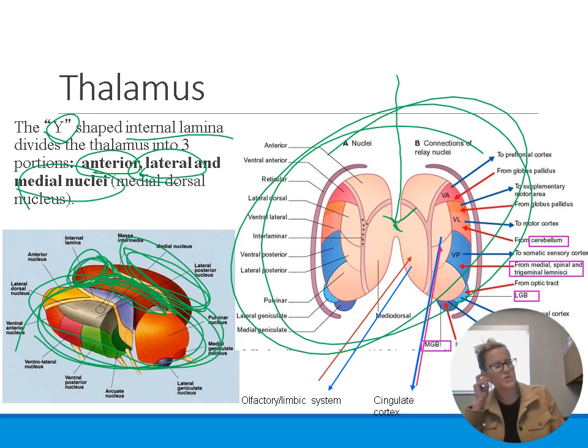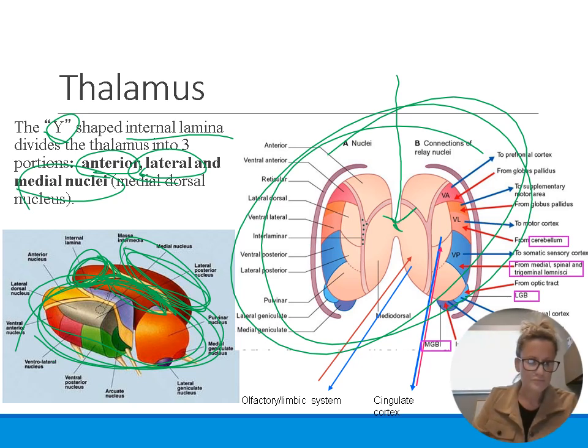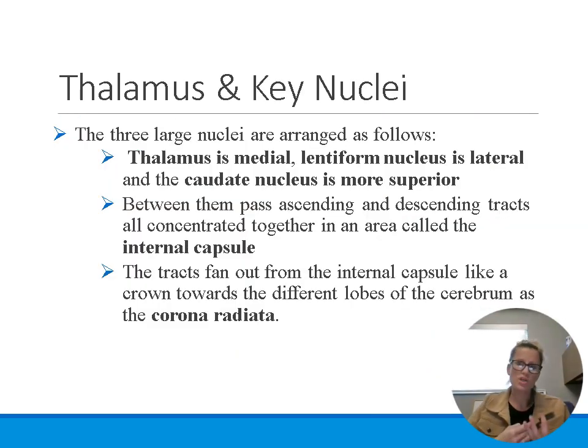And then again, when you think of the reticular formation, I want you to think of alertness, being aroused and alert. So we're talking about the thalamus, which is the largest nucleus that we have in the brain, the largest kind of massive neuron cell bodies that we have. We're talking about the thalamus and then some other key nuclei.